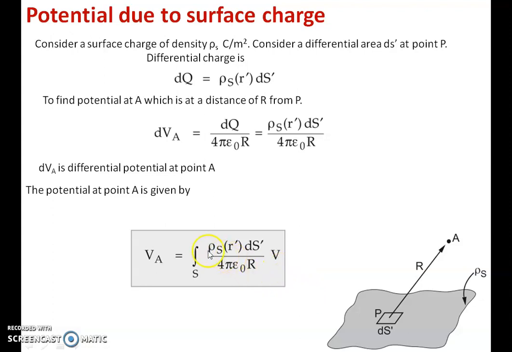Here also this rho s of r dash is the charge density at this small area. If the charge distribution is uniform, then in the place of rho s of r dash, I can write rho s. So this expression will become VA is equal to the surface integration of rho s into ds dash divided by 4 pi epsilon naught into r, if the charge distribution is uniform. This is the expression for potential for surface charge density. Next we will see the expression for potential due to volume charge density.